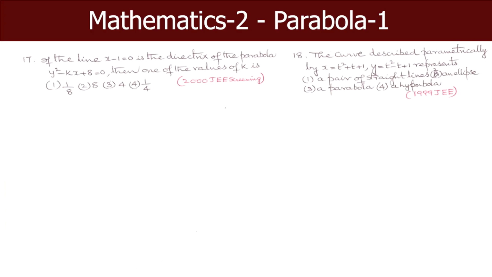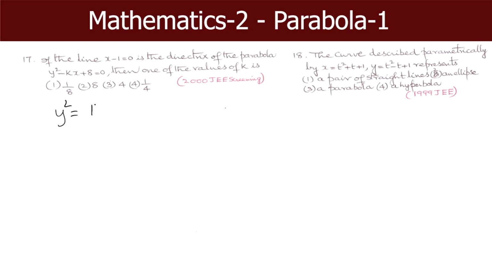Next is 70. If the line x minus 1 equal to 0 is the directrix of the parabola y square minus kx plus 8 equal to 0, then one of the values of k is, 2000 joint center screening. The line x equal to 1 is the directrix of the parabola y square minus kx plus 8 equal to 0. You know how to find the directrix. Let us write this equation in the standard form.